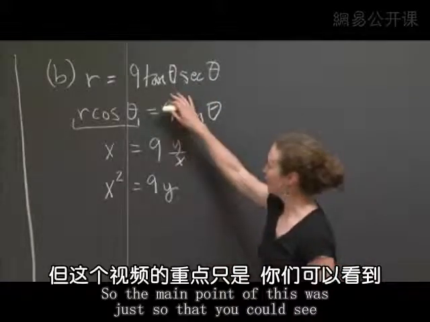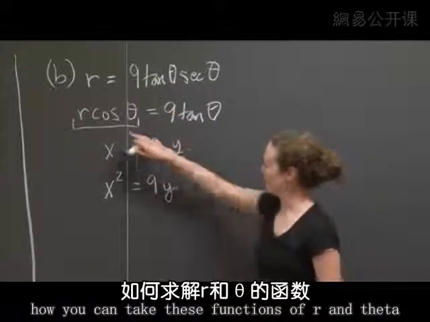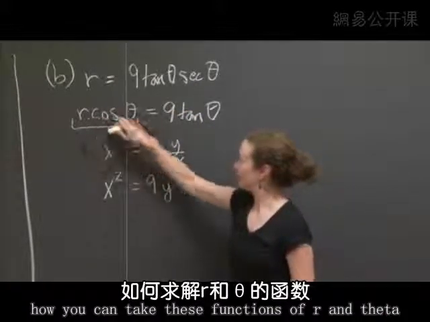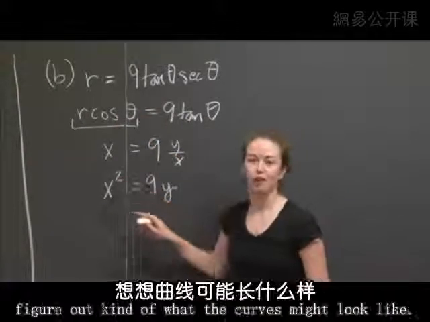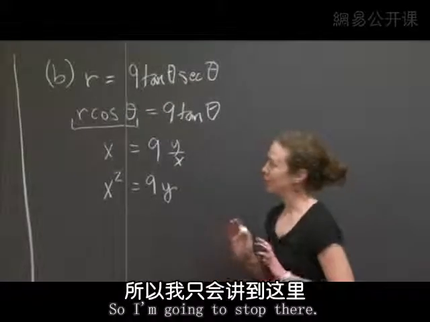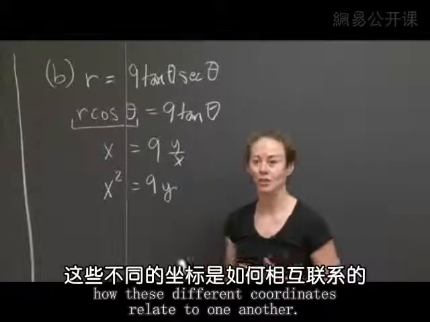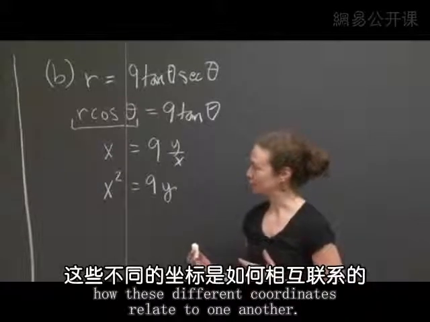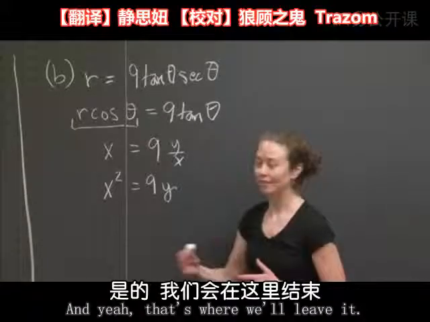So the main point of this was just so that you could see how you can take these functions of r and theta and turn them into functions of x and y, and then figure out what the curves might look like. So I'm going to stop there. Hopefully this was a good exercise to get you understanding how these different coordinates relate to one another. And yeah, that's where we'll leave it.